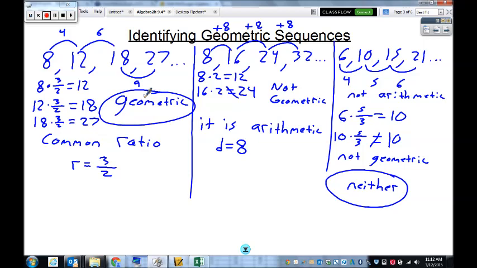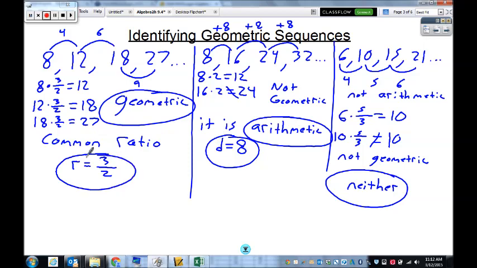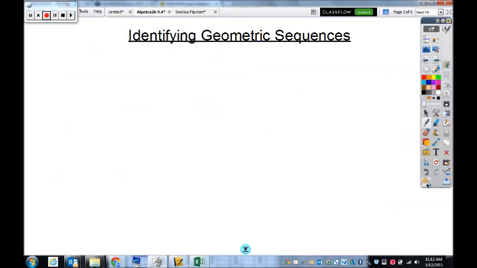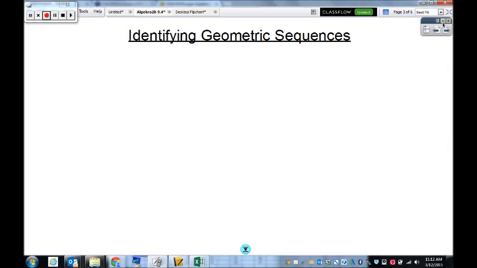So this one's geometric, this one's arithmetic, and of course, if it's arithmetic, I have D equals, and if it's geometric, I have R equals, okay? Let's try a couple more of those. I have 1/4, 1/12, 6.